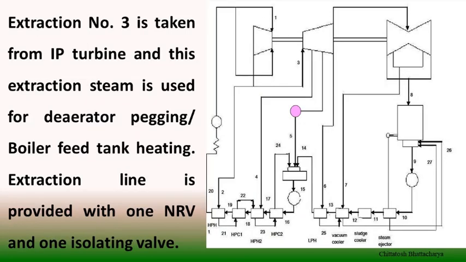The third extraction is taken from IP turbine, and this extraction steam is used for deaerator pegging as well as for heating the boiler feed tank water. Extraction line is provided with one NRV and one motorized isolating valve.